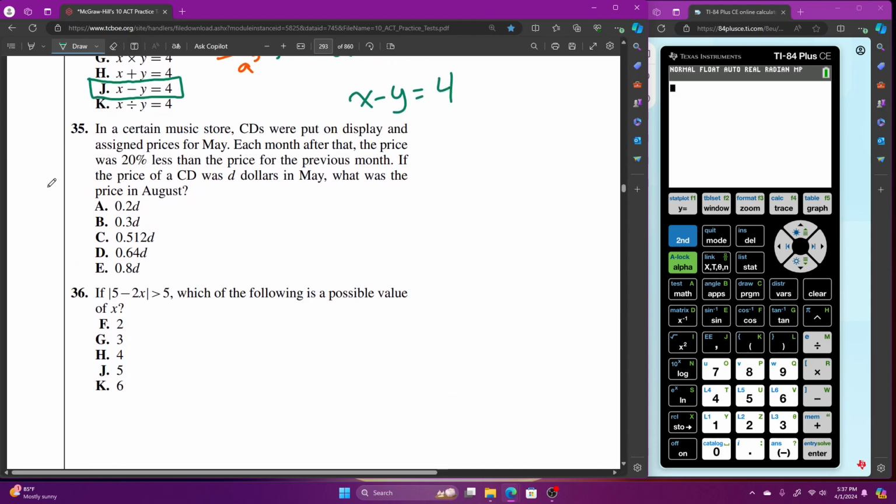And question number 35 says, in a certain music store, CDs were put on display and assigned prices for May. Each month after that, the price was 20% less than the price for the previous month. If the price of a CD was D dollars in May, what was the price in August?